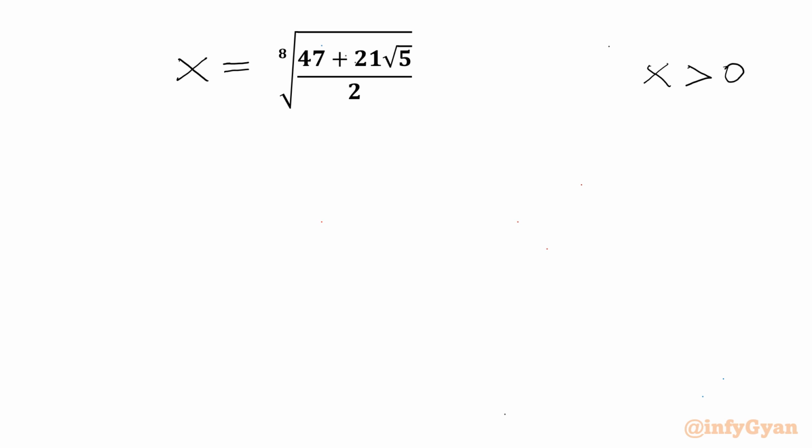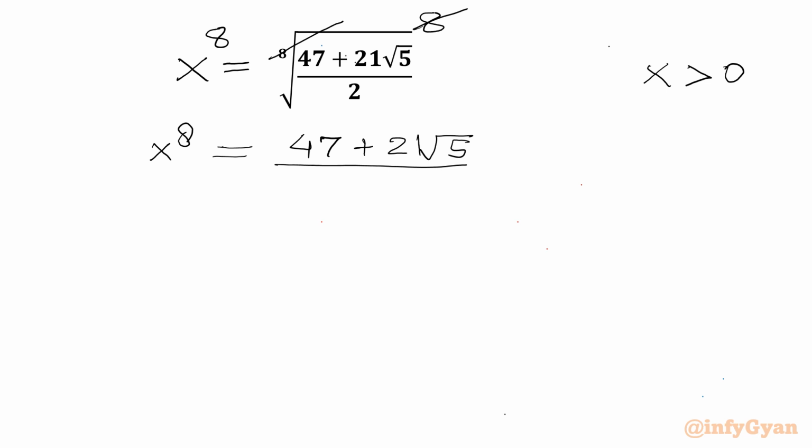Now I will raise both sides to the power 8. So I can write here power 8, this side also power 8. Now the 8th root and power 8 will cancel. So I can write x^8 will be (47 + 21√5)/2. Now I will consider y^8 also, which will be equal to (47 - 21√5)/2.